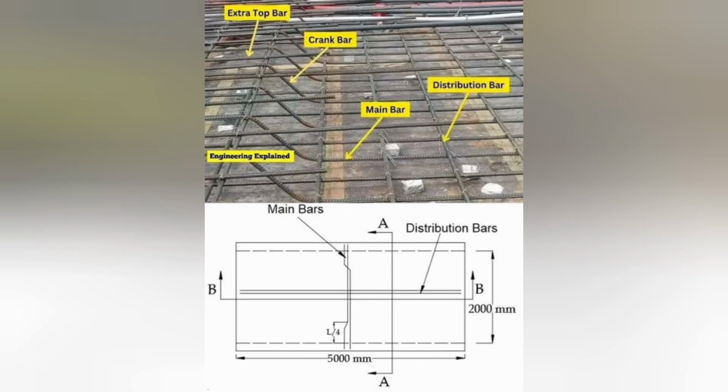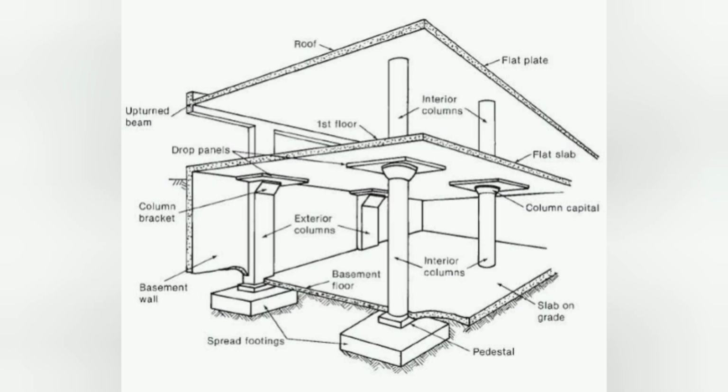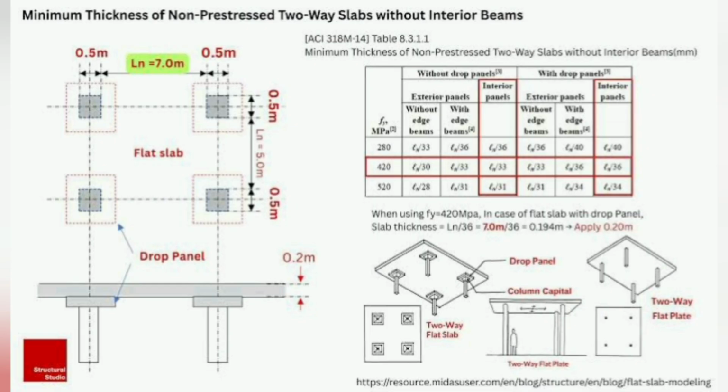Now, let's talk about a system that architects love for its clean aesthetics: a flat plate. This is the simplest form of a two-way system. It's a concrete slab of uniform thickness supported directly by columns, without any beams. This gives you a completely flat soffit, which minimizes the floor-to-floor height, simplifies formwork, and allows for flexible partition walls. It's fast and economical to construct.